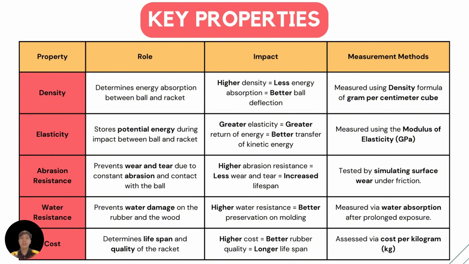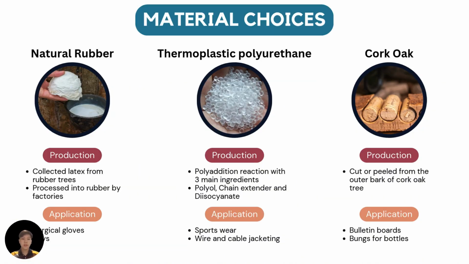Let's see how each material measures up. So, the 3 material choices we're evaluating are natural rubber, thermoplastic polyurethane, and cork oak. First, we have natural rubber. It is produced by collecting latex from rubber trees and then processed in factories. Natural rubber is widely used in products such as surgical gloves, toys, and many more due to its flexibility.